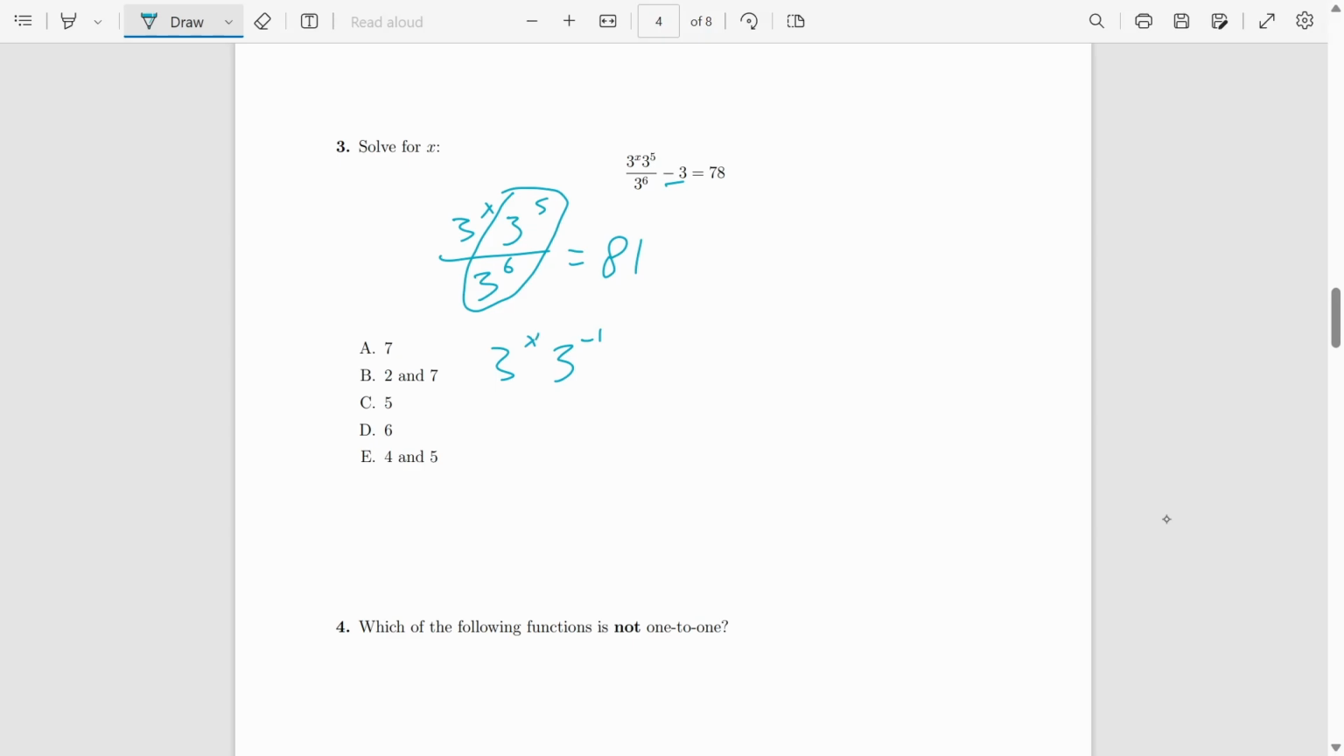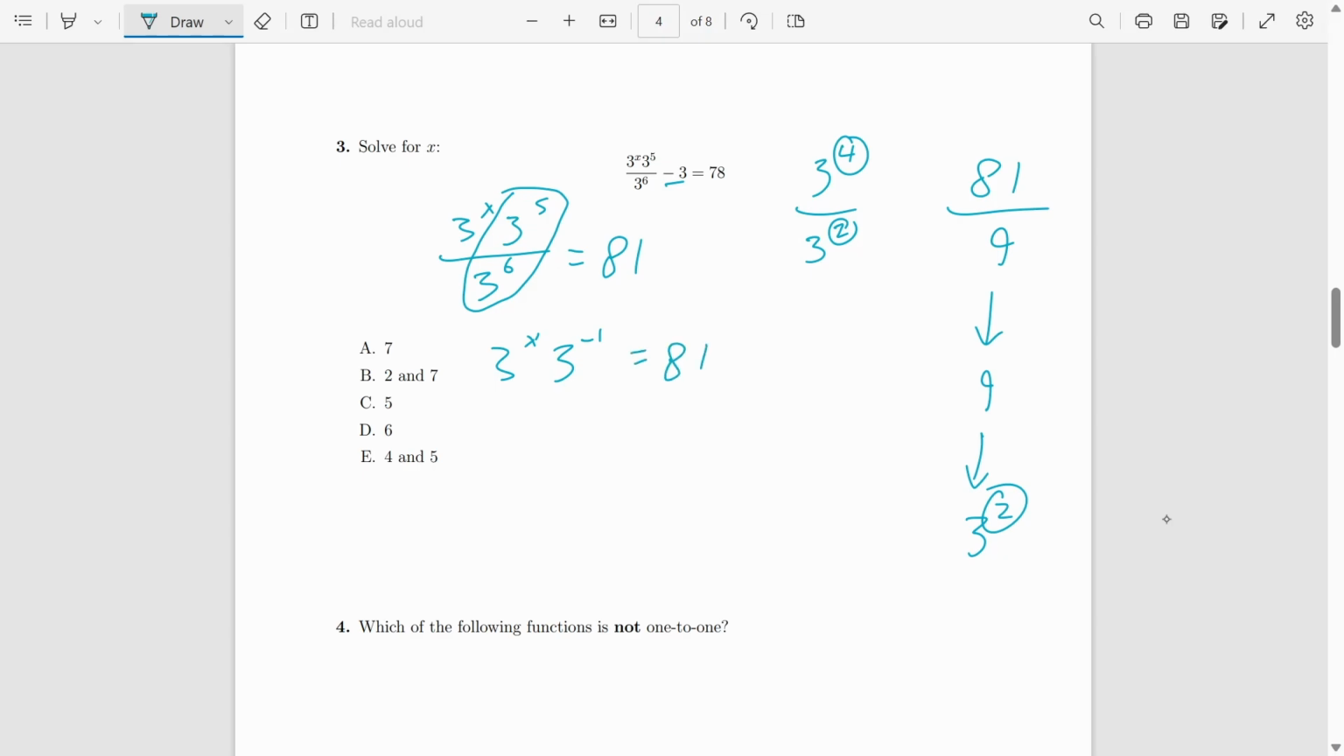Now, I just made a big jump there, so let me actually give you an example. If you do 3 to the 4th divided by 3 squared, 3 to the 4th is 81, and 3 squared is 9. That ends up becoming 81 divided by 9, which also equals 3 squared. And if you'll notice, 4 minus 2 equals 2. So that's something you can use here. That's what we did use. So this ends up becoming 3 to the x times 3 to the negative 1 equals 81.